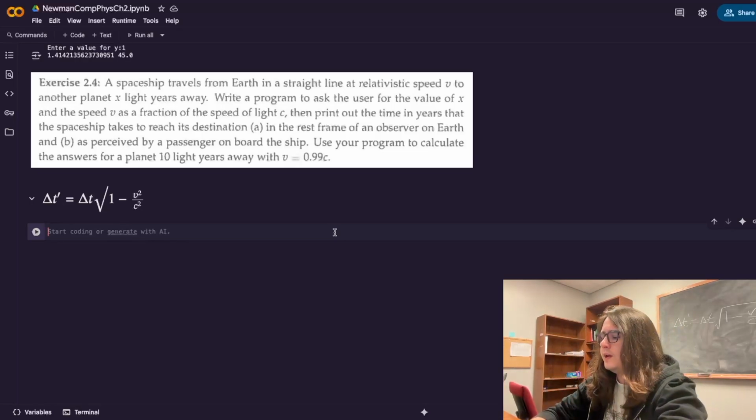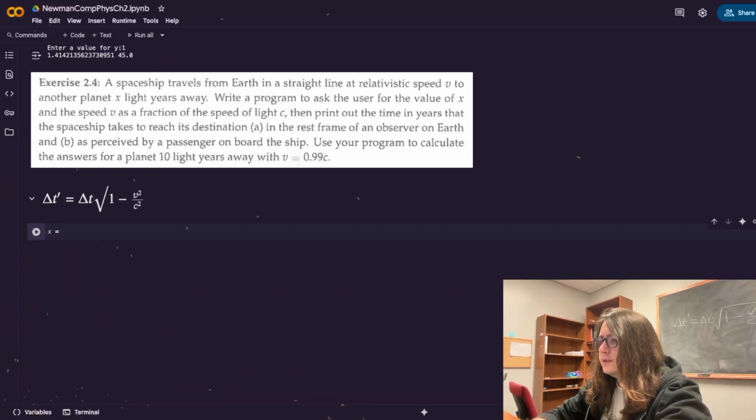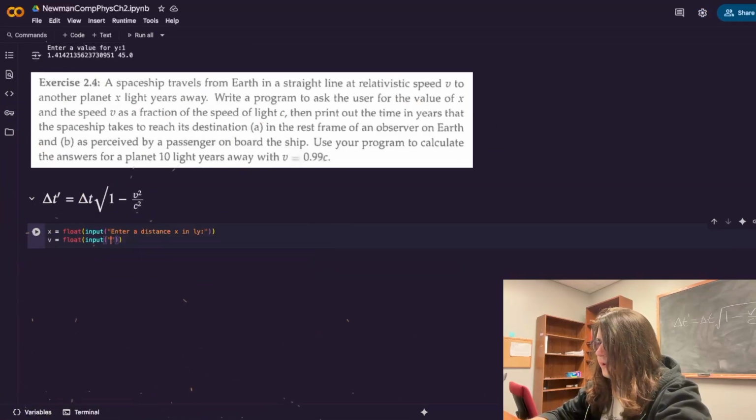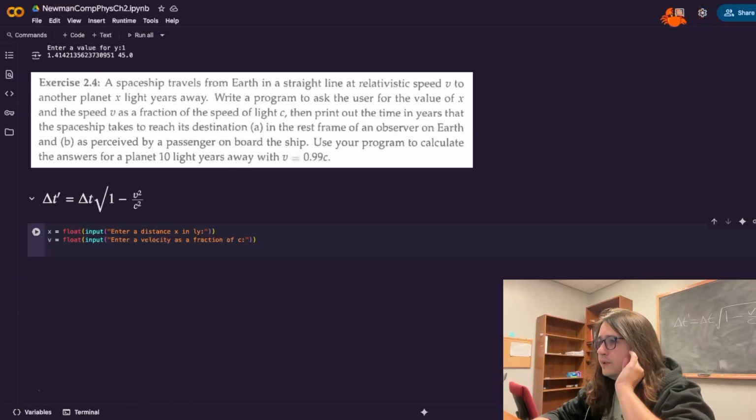We know we're going to have an x input, so float input, enter a distance x in light years that we're going to have, and then we're going to have a v input, so we're going to try, enter velocity as a fraction of c. That's another thing that we have to input. That should be it for inputs.